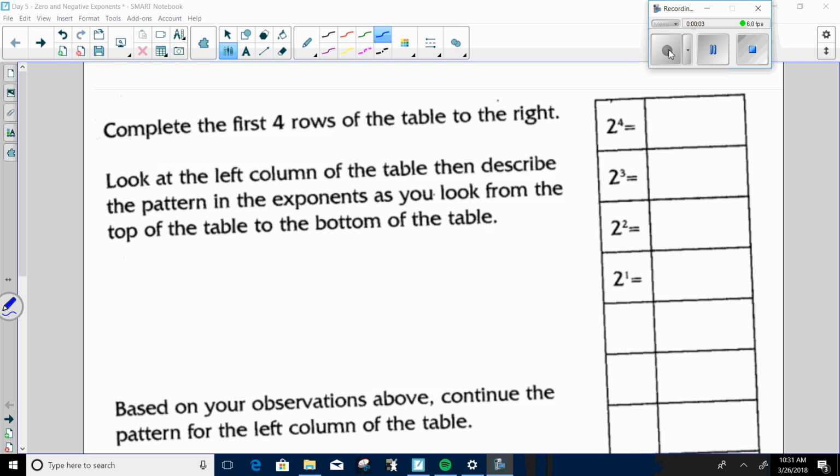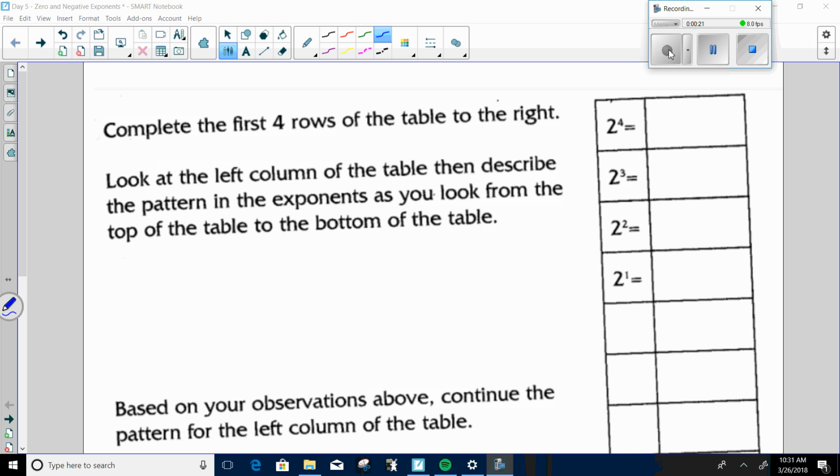Today we're going to talk about zero and negative exponents. So just like the exponent rules we've learned before, we're going to look at some patterns and see if we can identify the patterns that explain why the exponent rules are what they are. So we're going to read the directions. We're going to fill out the chart on the left.